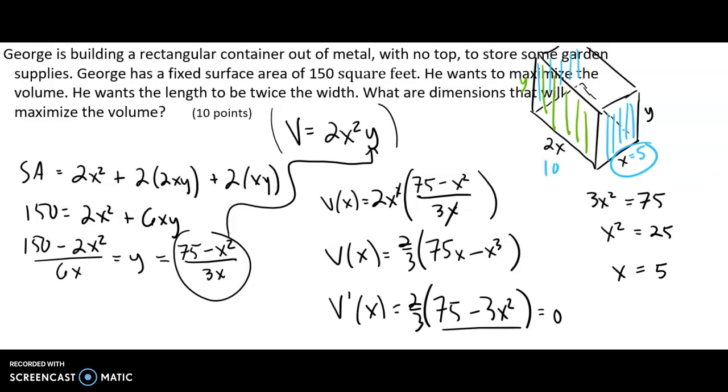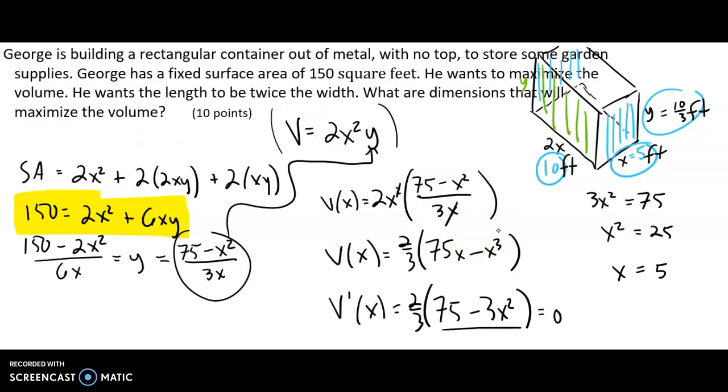Which makes this 10. And then what should y be? Well, we can come back to this equation and solve for y. I'll just save a little bit of time. It should be 10 over 3 is what you should get. So those are your dimensions, and those should be in feet. 10 foot by 5 foot by 3 1/3 foot will maximize your volume.